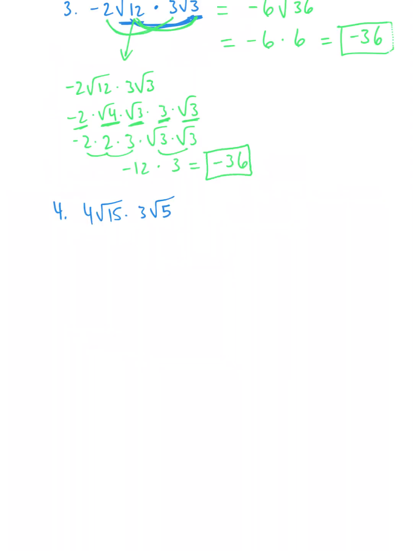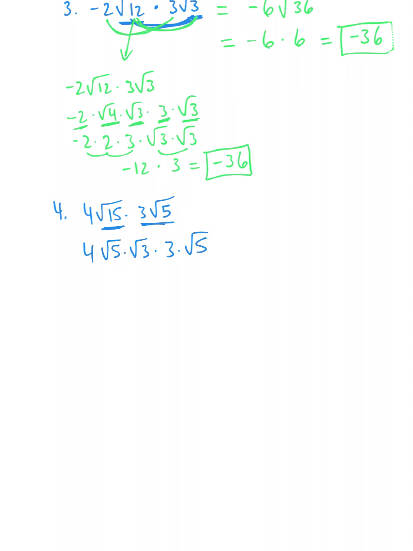For this next example, we have 4 times the square root of 15 times 3 times the square root of 5. Now instead of multiplying 15 and 5, I know that there is a 5 in 15, and that will just make it a lot easier for me to multiply and simplify instead of first multiplying 15 times 5 and then finding a perfect square of 25. So I'm going to change the square root of 15 to the square root of 5 times the square root of 3. And then I'm going to write this down, times 3 times the square root of 5.